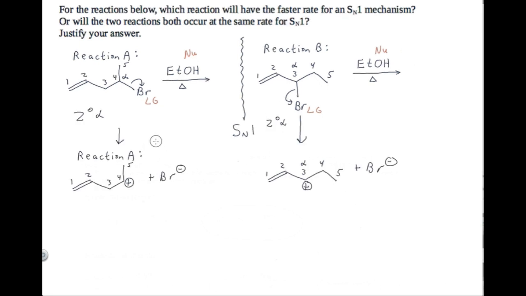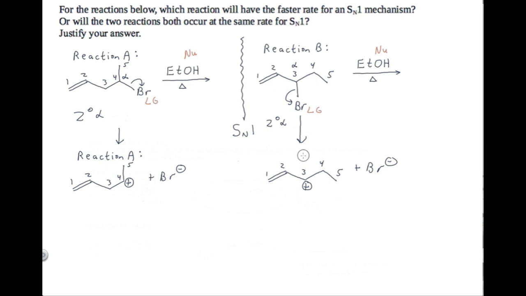Remember, the most important thing is to change charges. When the alpha carbon loses its bond, it changes from neutral to positive. So make sure you show the positive carbocations. Now, both of these carbocations are secondary, but we know that something else that influences a carbocation besides its substitution is whether there's any resonance.